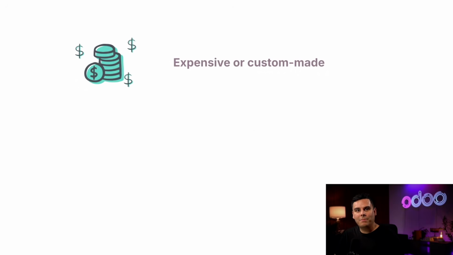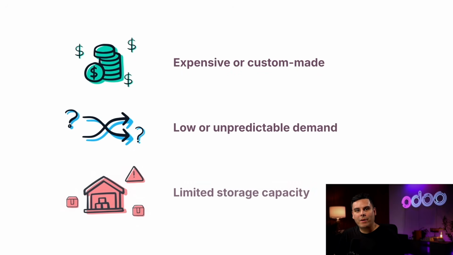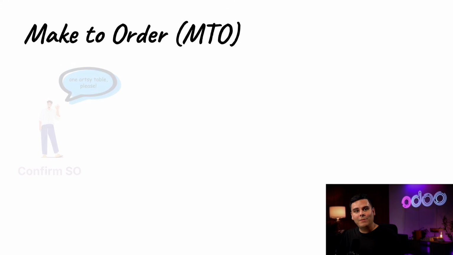Some products are expensive or custom made. Some products have lower, unpredictable demand. And sometimes we simply don't have the room in the warehouse for extra products. But Odoo has a solution for that. In these situations, we can use the MTO route.